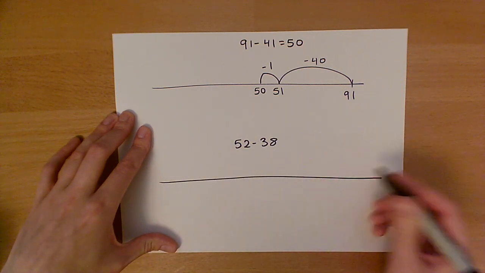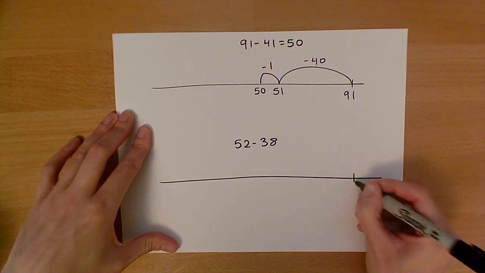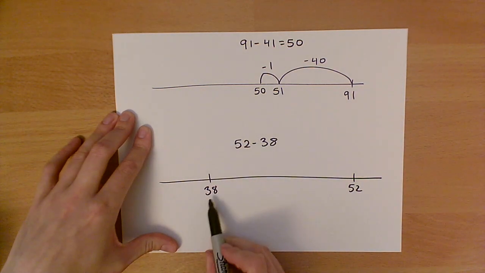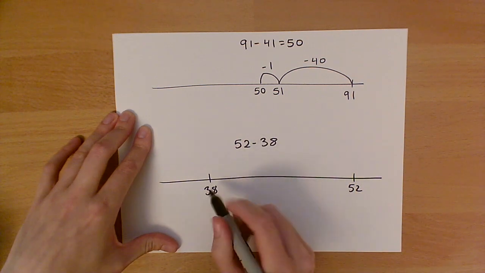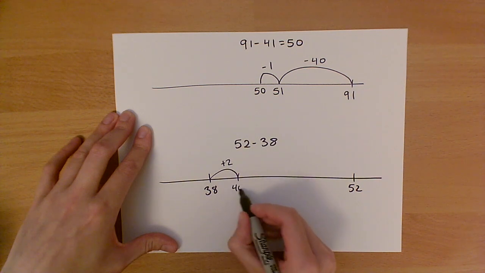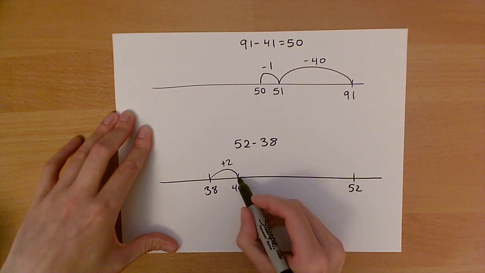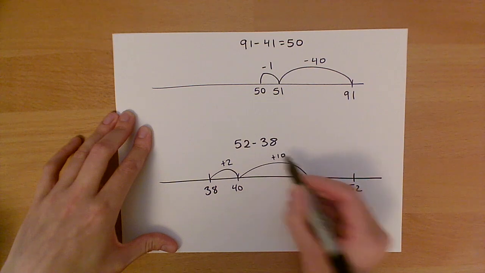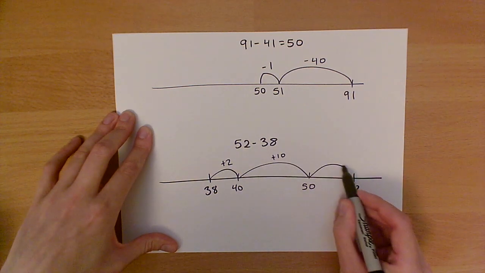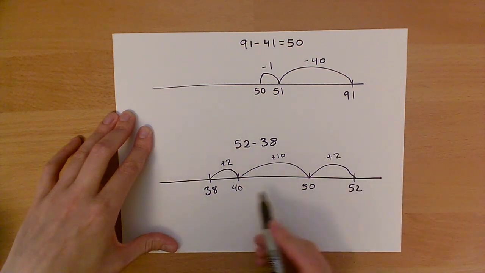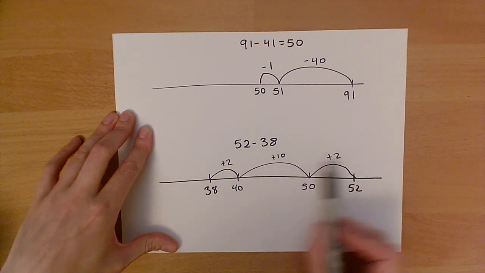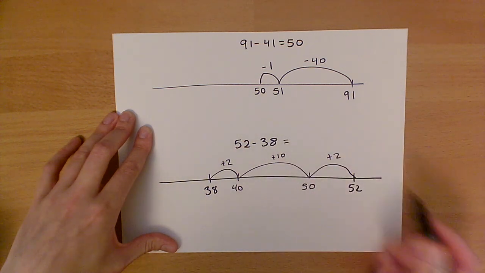So for this equation, let's say I'll start at 52, and I'm going to have 38 here, and I'm going to find the difference, find how many jumps are between these. So I'm going to start by adding 2 to get to a nice benchmark number of 40, and then I'll add 10 to get to the benchmark number of 50, and to get from 50 to 52, that's easy. I just need to add 2. So here, 2 plus 10 plus 2, that's 1 ten and 4 ones, that is 14.